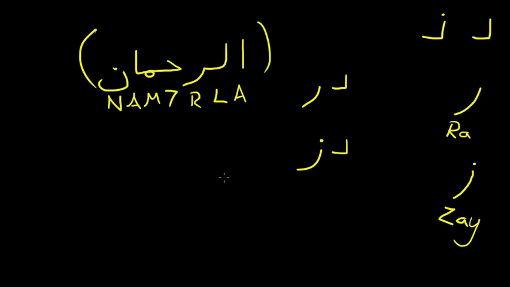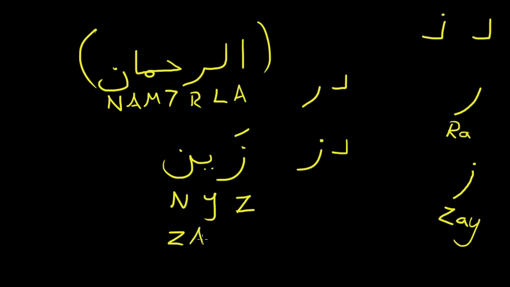An example for the letter zay is actually the name Zayn. This would be like a Z. This is like a Y. And this is an N. So this is just Zayn. You can see it doesn't connect to the next letter, but this is still one word.